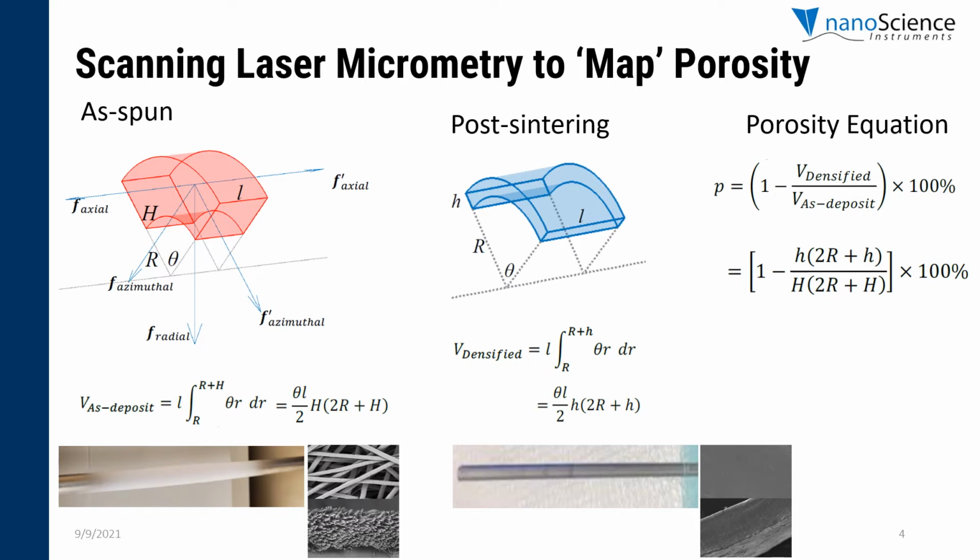Similarly, the volume of the densified sample can be obtained, and in this case, the thickness is represented by a lowercase h. With these two, a simple porosity equation can then be developed which determines the porosity from the substrate radius, the as-deposited sample, and the densified thickness. In these images, you can see in the lower left how the electrospun sample looks, and then we can also see on the right side how the electrospun sample looks after sintering, which is a key aspect of the development of the equation.